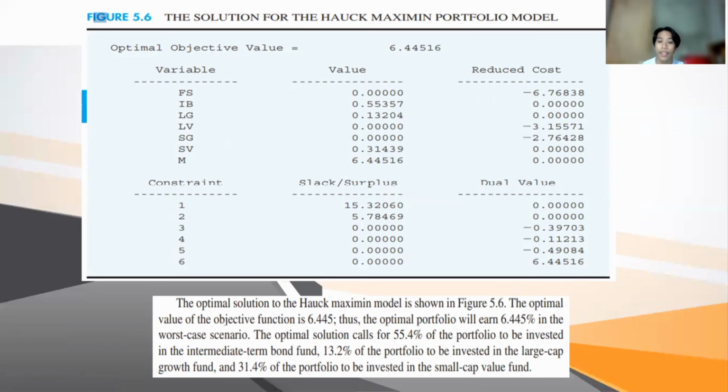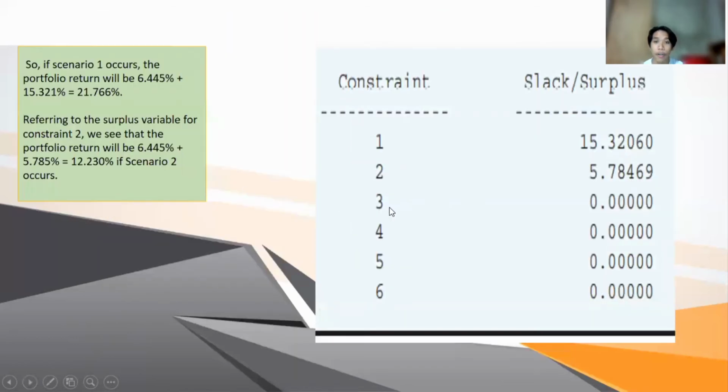Because we do not know, at the time of solving the model, which of the 5 possible scenarios will occur, we cannot say for sure that the portfolio return will be 6.445%. But using the surplus variables, we can learn what the portfolio return will be under each of the scenarios. Here, constraints 3, 4, and 5 correspond to scenarios 3, 4, and 5. The surplus variables for these constraints are 0, which indicates that the portfolio return will be M equals 6.445% if any of these 3 scenarios occur.